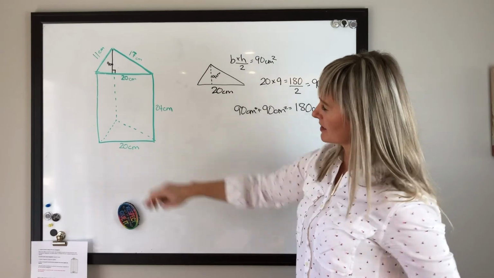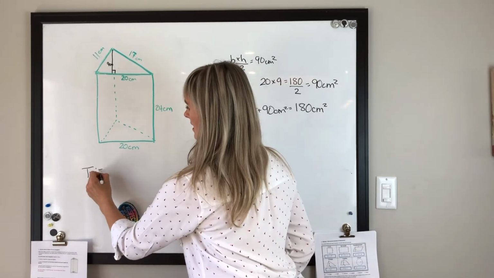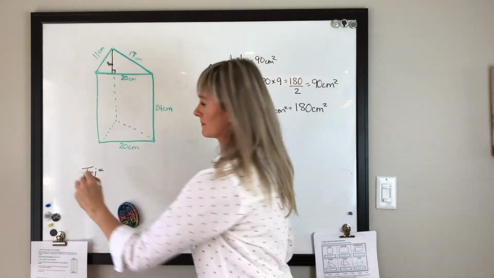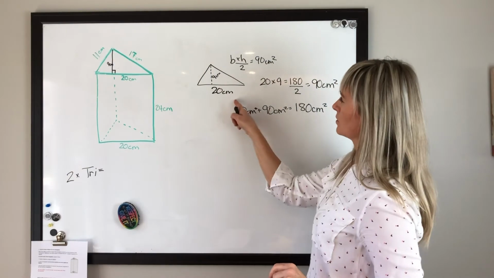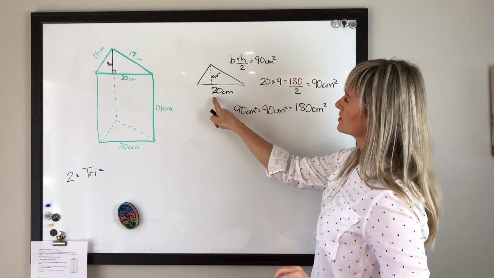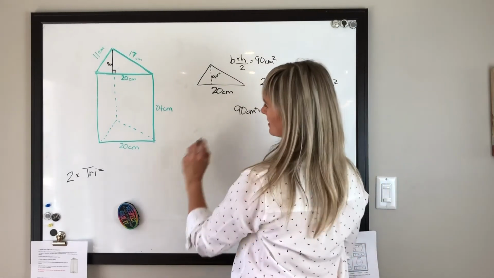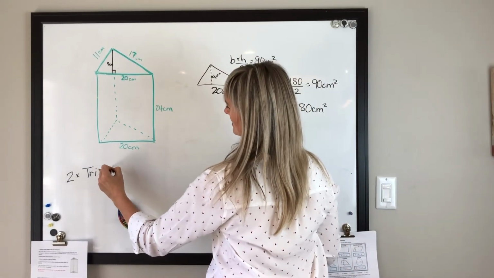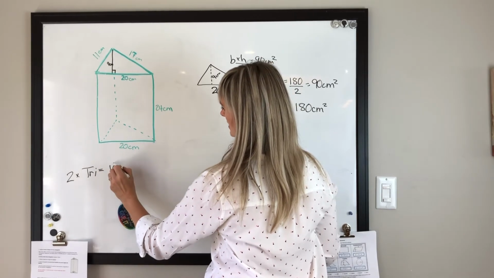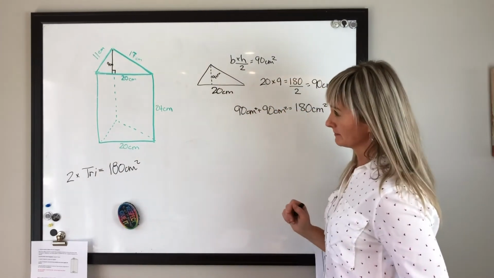So with an object like this, you're going to have triangle area, and you're going to have 2 of them. 2 times triangle. So our triangle area, once again, was 20 times 9. 2 times 9 is 18, so 20 times 9 is 180. Divided by 2 will give you 90. 90 plus 90, 180. Oops, 180 centimeters squared. So there's our 2 triangles.